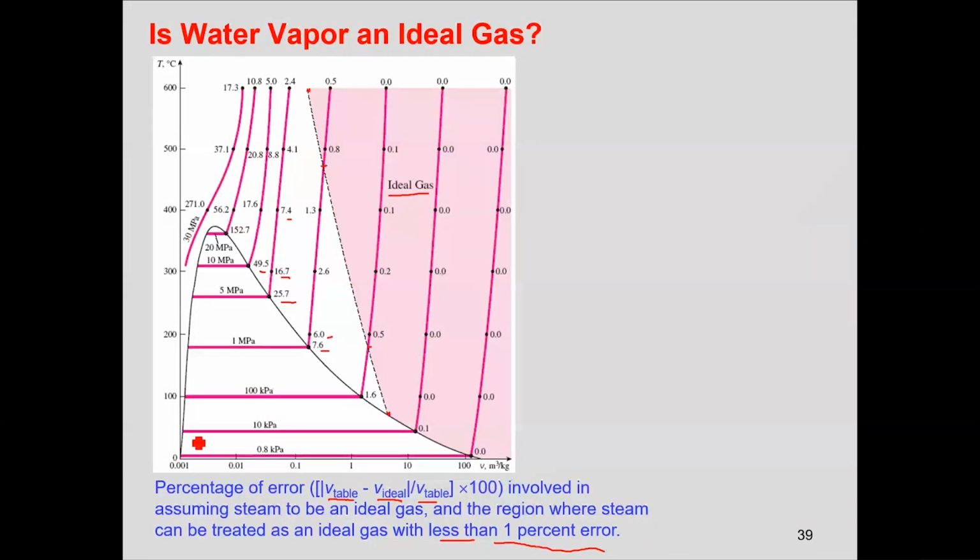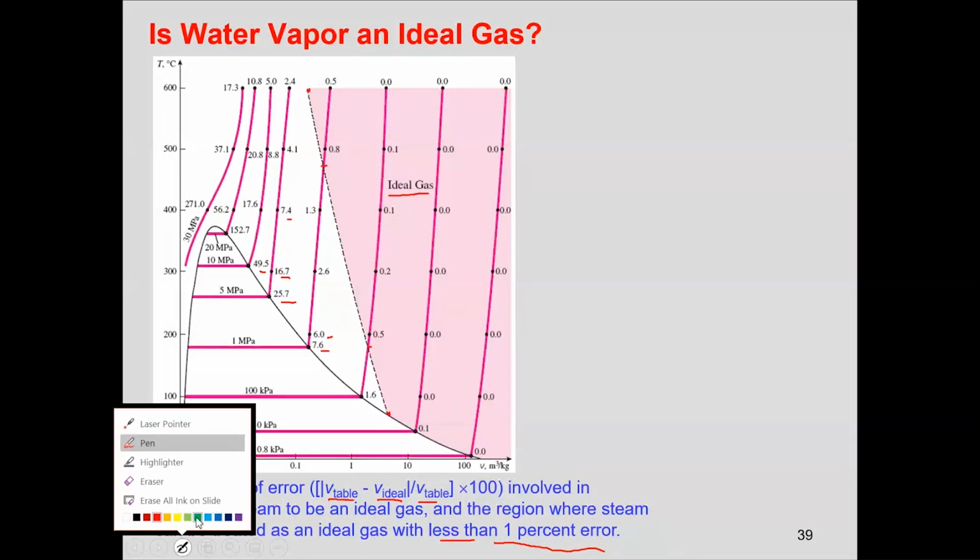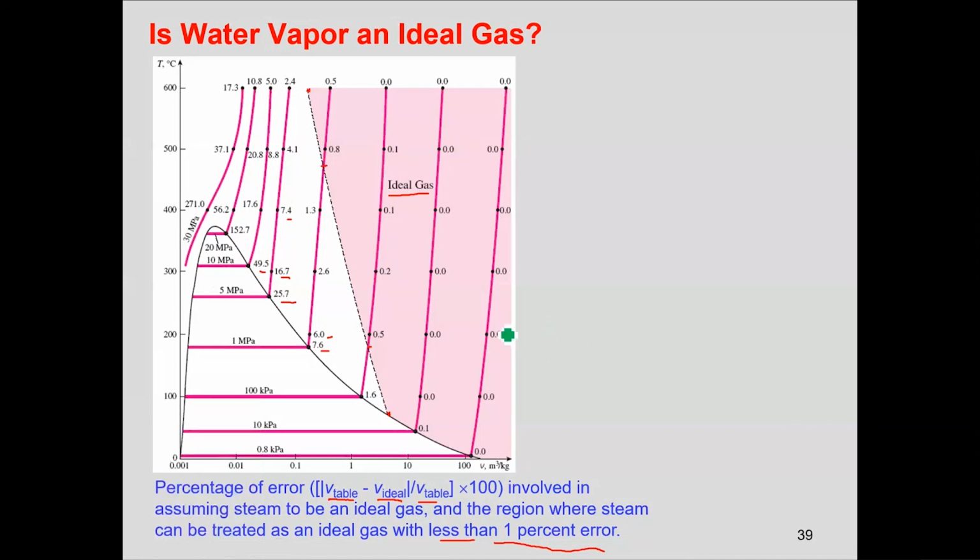And if you see for the line of 10 kilopascal, this 10 kilopascal line, this continues. I'll change the color so that it becomes more clearer to you. So if I draw this 10 kilopascal line, this is the 10 kilopascal line moving. And for this 10 kilopascal line or pressures less than 10 kilopascal, water behaves as ideal gas.